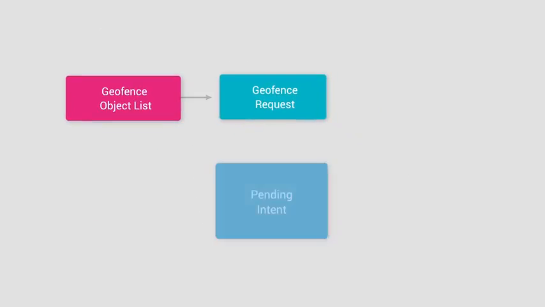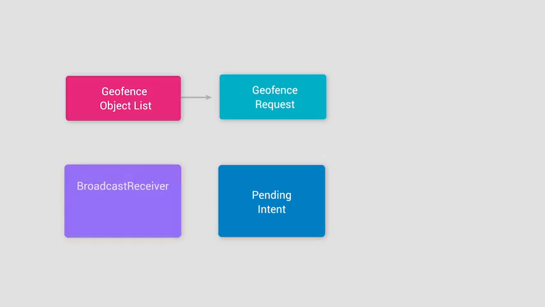We'll also need a pending intent that will specify which intent to launch when the geofence entry or exit event triggers. In our specific case, we'll be using a broadcast receiver in our pending intent, which means that whenever the device enters or exits any of the geofences, well, the onReceive method in our broadcast receiver will run, so we can implement our logic all there.